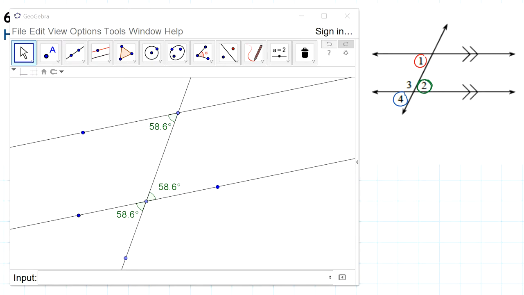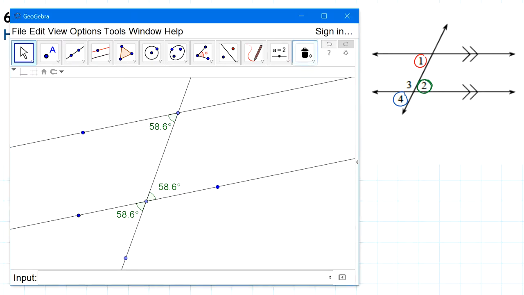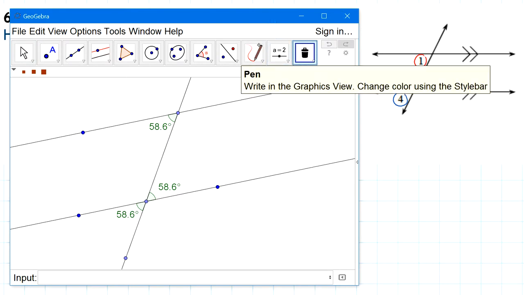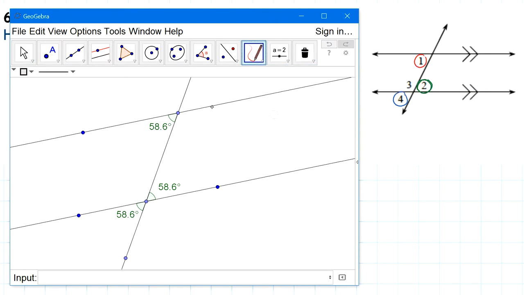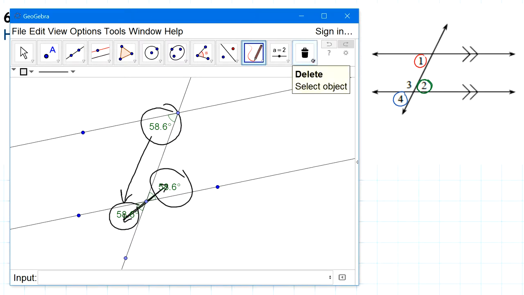You can see that the two angles I'm tracking now are, actually, let me not delete that. I'll just jot on this for a minute. I'm looking at this angle and this angle, and you can see they're both 58.6. Interestingly, alternate interior angles are congruent. A nice reason why is if we accept the idea that these angles are congruent, notice that these angles are called vertical angles. They're the ones right across from each other. Anytime you have vertical angles, they're always going to be exactly congruent to each other.